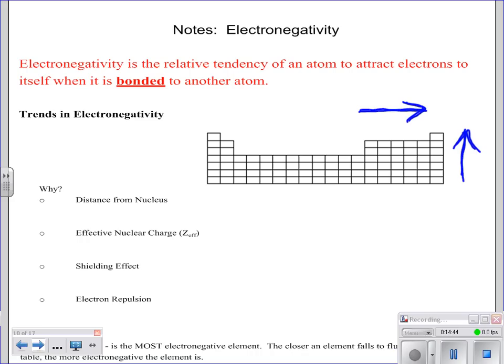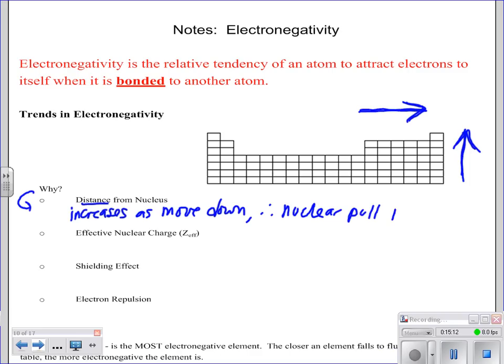And it's going to be a lot of what we've already written down for the other one, but within a group, we could say the distance from nucleus is going to, our electronegativity is going to, well, the distance increases as you move down. Therefore, nuclear pull not felt as much. So it's not pulling quite as much.